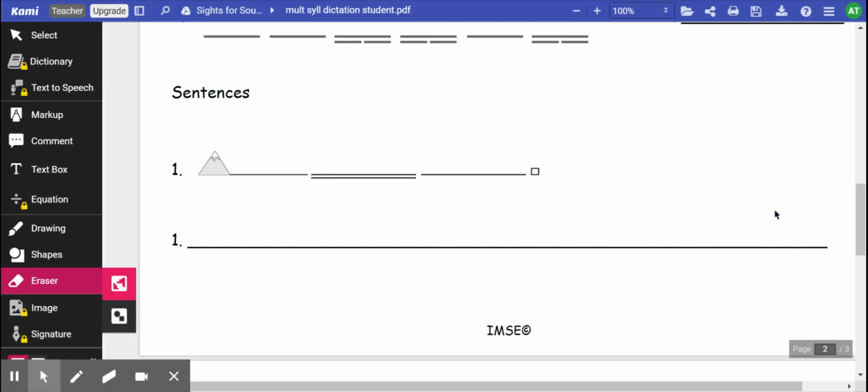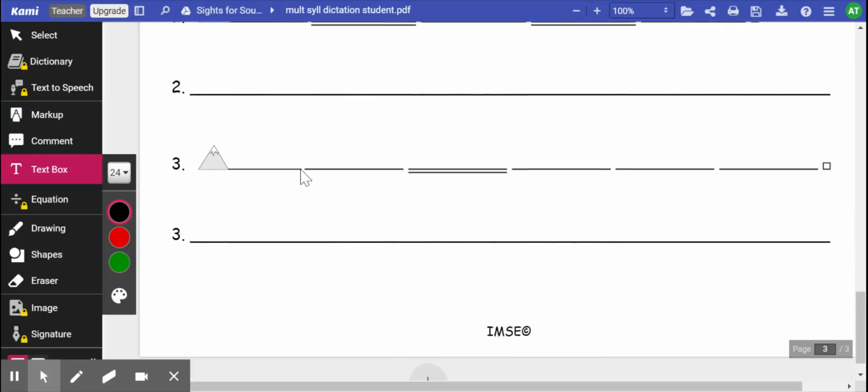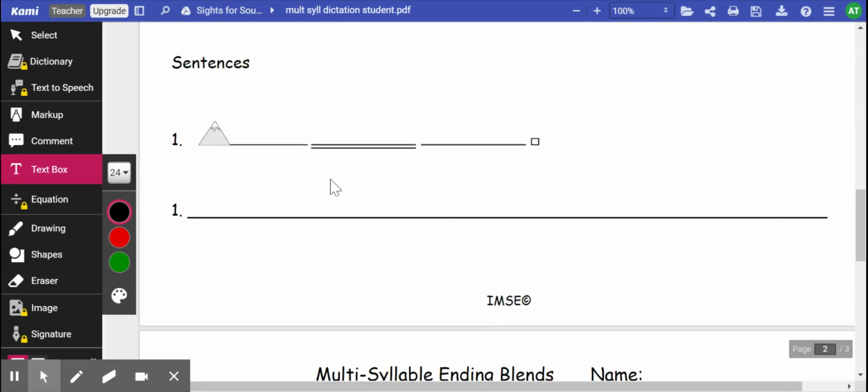Hello, students. Hopefully, we have finished already doing the multi-syllable word dictation. So now we're going to work on the sentences. Okay, so there's only 3 sentences, thank goodness, but they do have multi-syllable ending blends and middle blends. So let's have fun with it, all right?